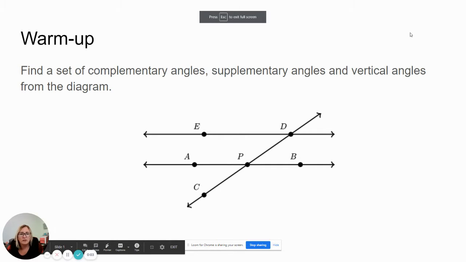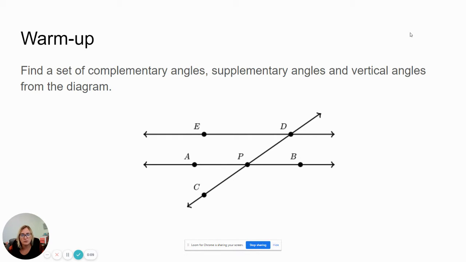We are going to do some more work with angles. So with our warm-up, let's do a little bit of practice from this last week on complementary, supplementary, and vertical angles. So find one set of each type of angle.